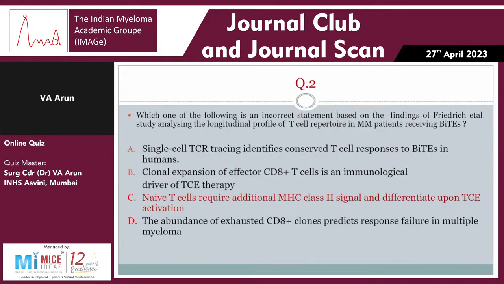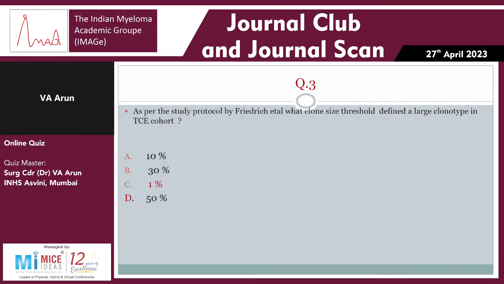The next slide. This was a question directly from the journal club, which was discussed. We must know that naive cells require MHC1 signals, and that is what let them differentiate upon T cell activation. So MHC class 2 signaling is not the mandate. So that was the correct answer. The next question was about defining the clonotype or the threshold of clonotype to define what is called as a large clonotype. Surprisingly, it is 1% and not 10 or 30.